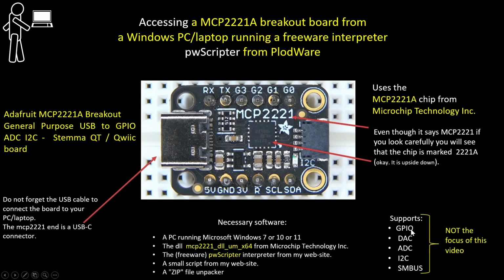It's got GPIO, digital to analog conversion, analog to digital conversion. It's got an I2C communications bus capability and an SMBus communications capability. We're not going to use any of them in this video. Our focus is on setting up the board so that we can talk to it from my interpreter, PW, on a Windows system via the DLL driver. We'll talk to the driver and we'll talk to the chip to see that it's all there.